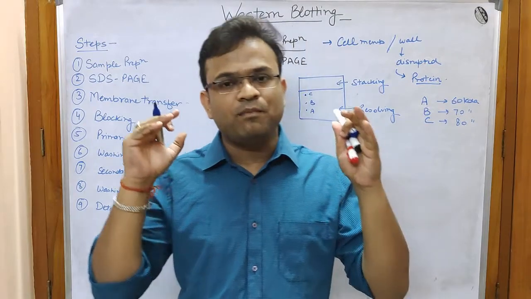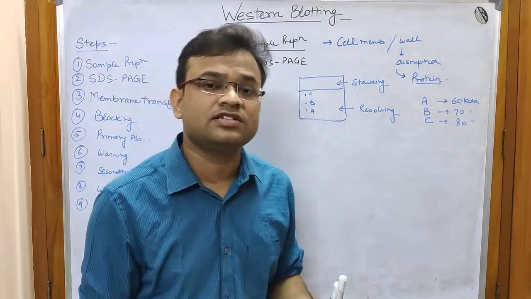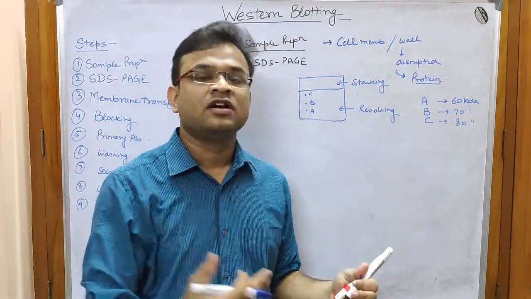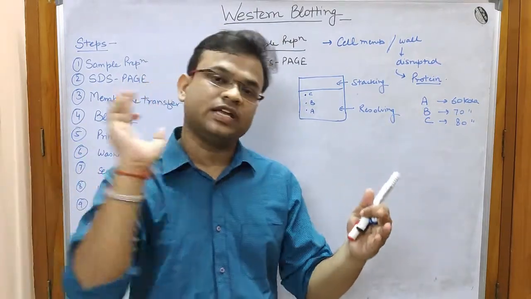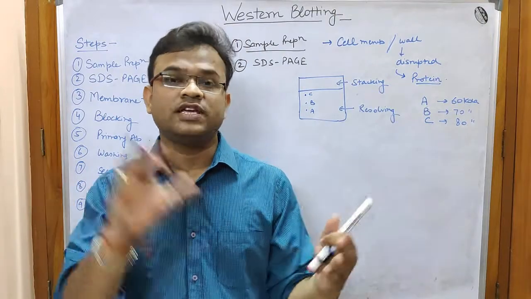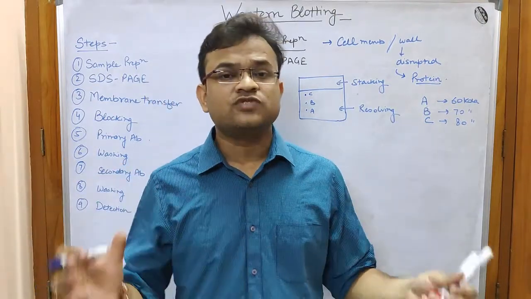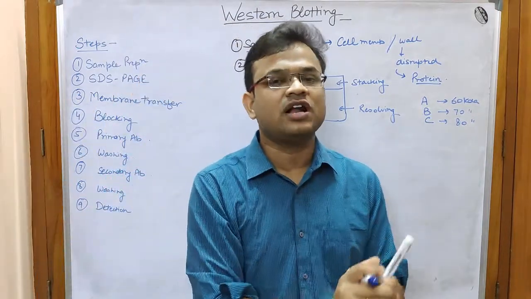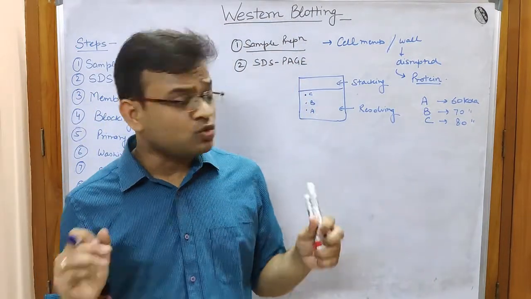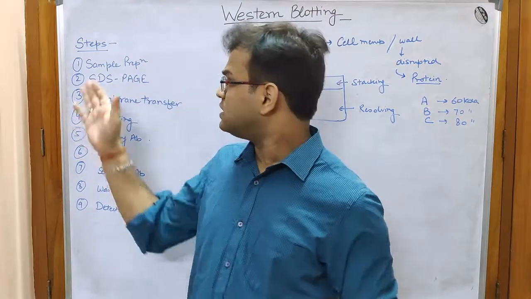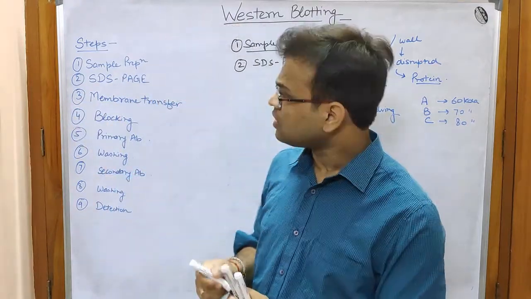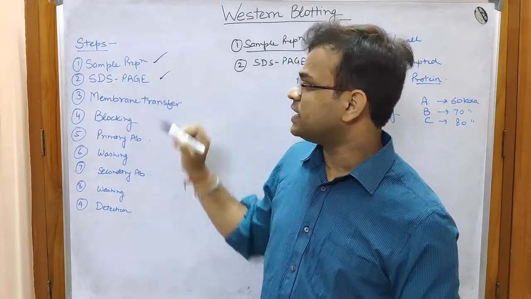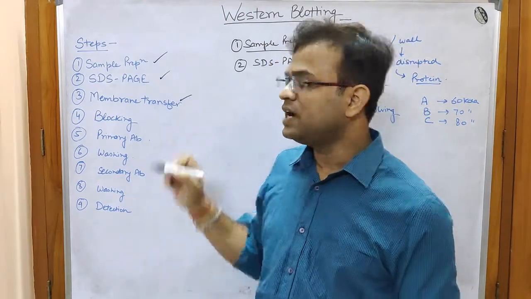Now Western blotting is a term that basically means to transfer what? Transfer proteins, and transfer to where? Transfer onto a membrane. What kind of membrane? A PVDF membrane or a nitrocellulose membrane. So two kinds of membrane can be used. This is point number 3. We have already discussed sample preparation and SDS-PAGE. Now we are coming to membrane transfer.